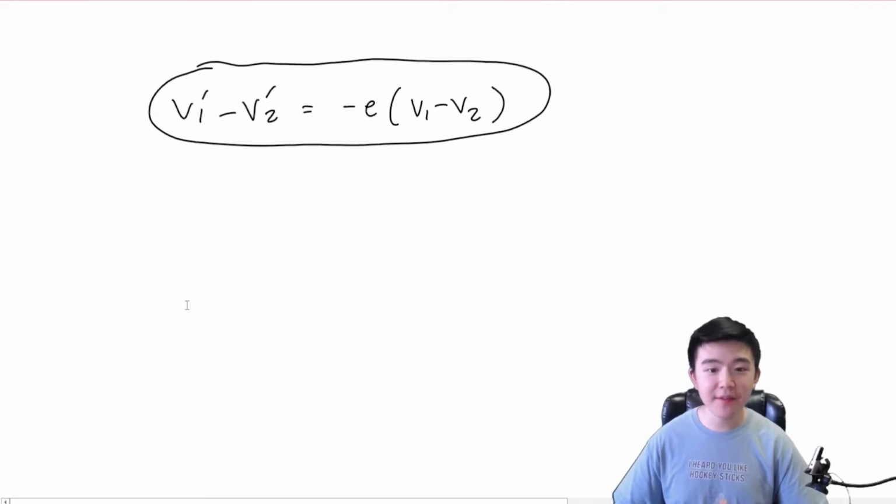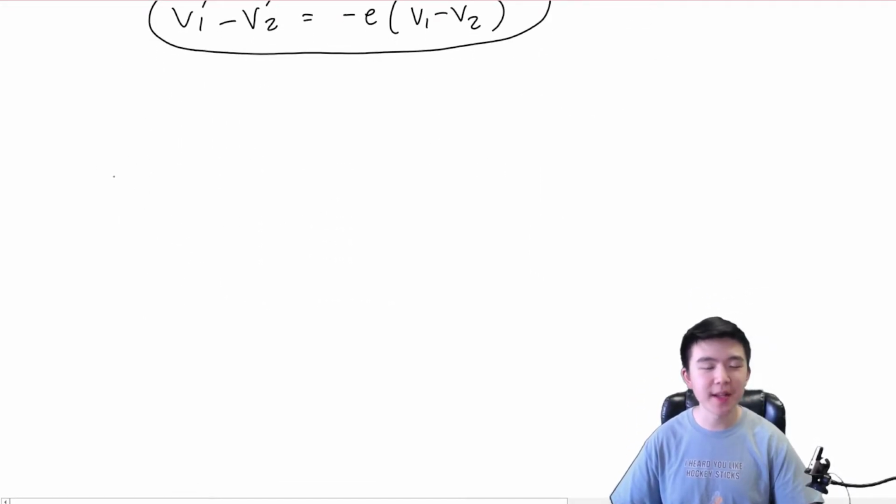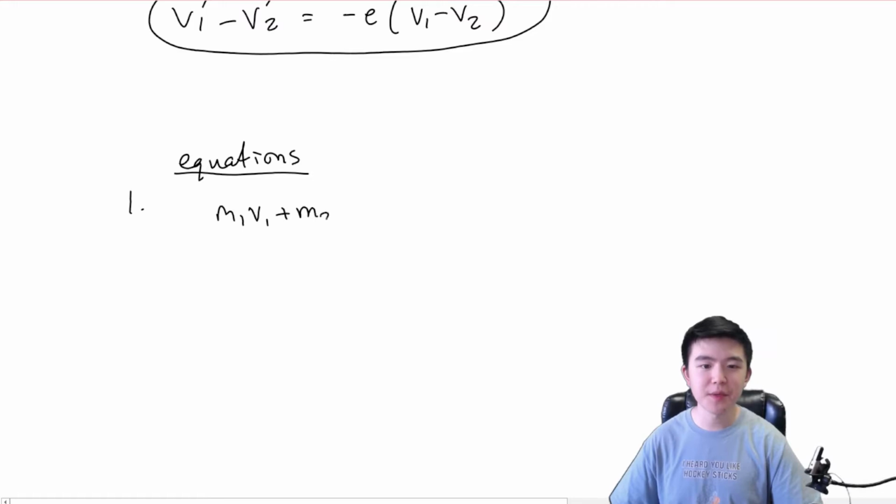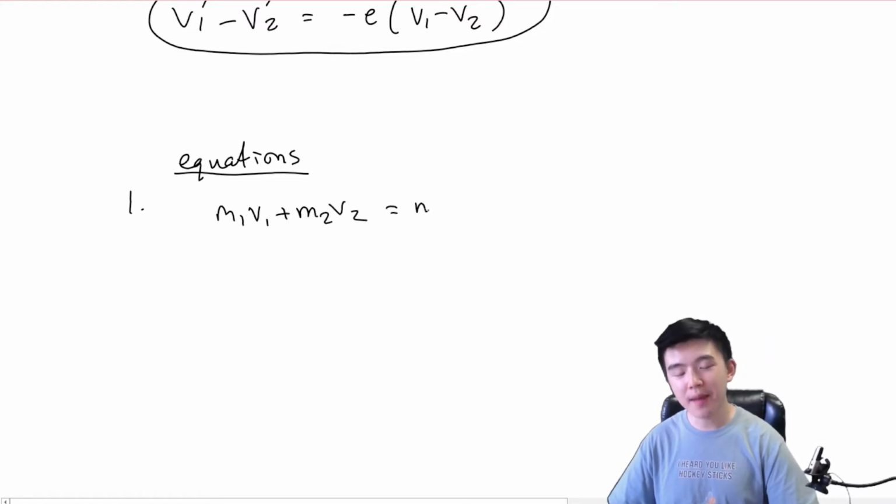And with that, we have our two equations. And let's just summarize that here. Our equations are, 1, the conservation of momentum, m1 times v1 plus m2 times v2 is equal to m1 v1 prime plus m2 v2 prime.